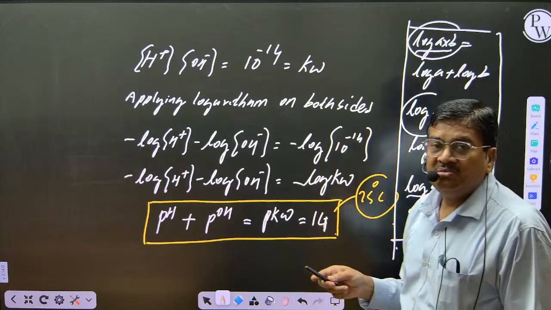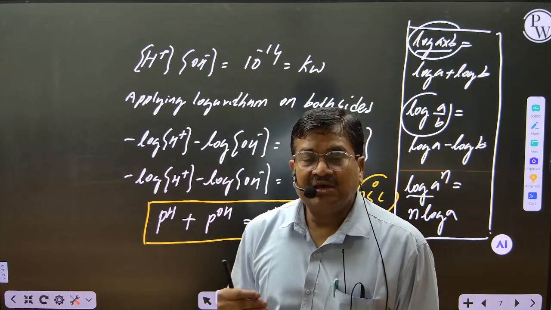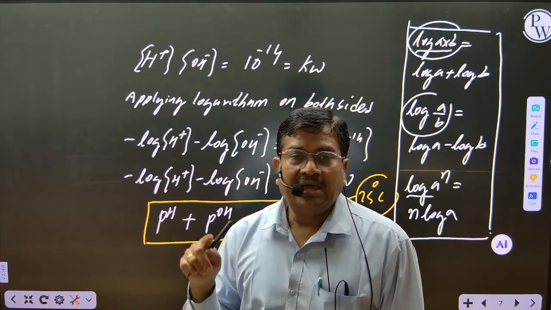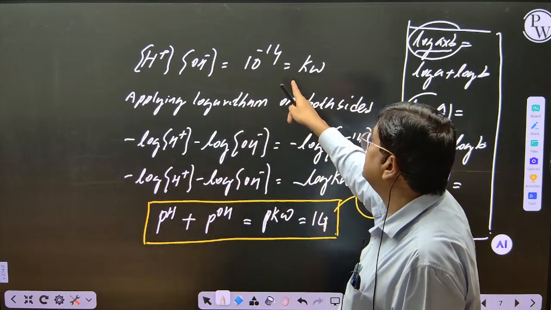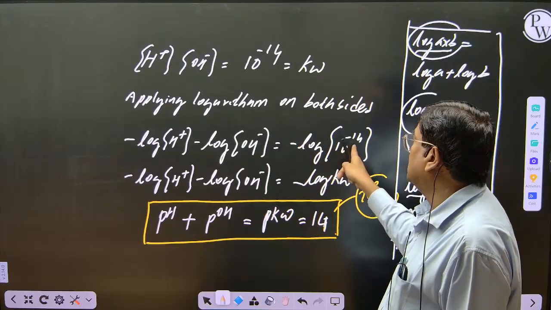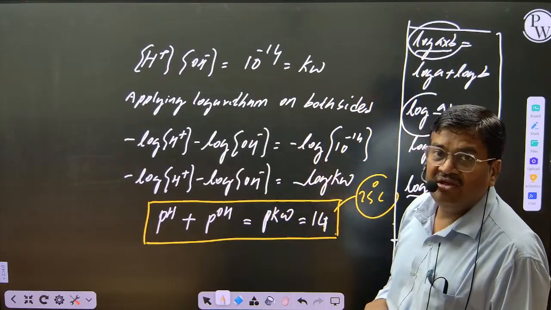So log A into B, what do we write? Log A plus log B. Log A by B, what we write? Log A minus log B. Log A power n, n log A. So this is in the form of log A power n. So minus of minus plus 14 log 10. Log 10 value is 1.